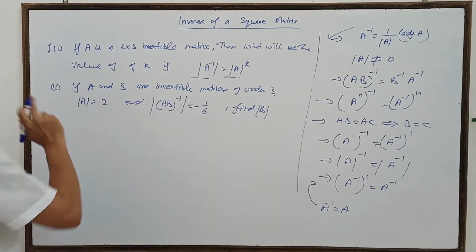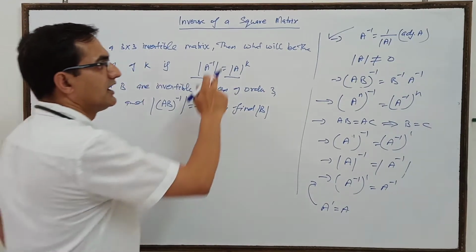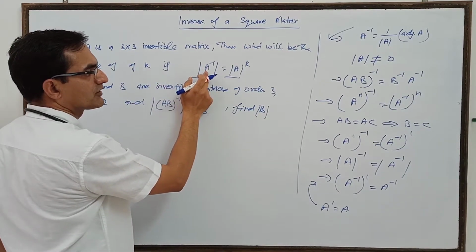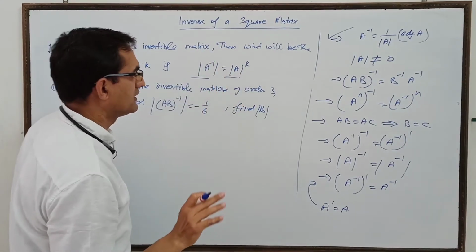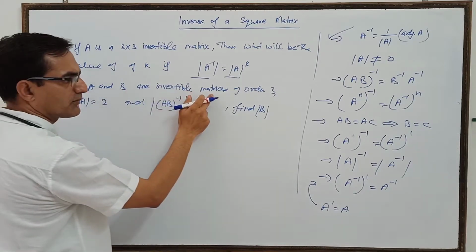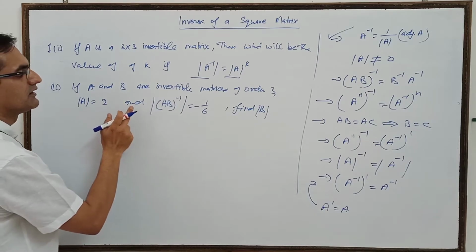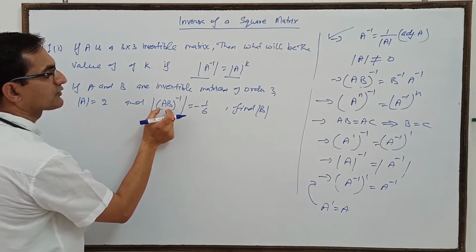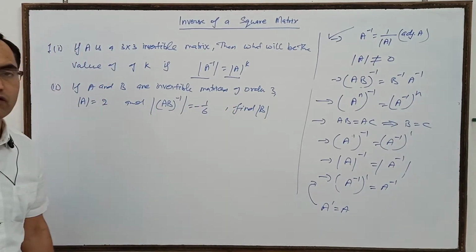Let's see one question. If A is a 3 by 3 invertible matrix, then what will be the value of K if determinant of inverse of A is equal to determinant of A to the power K? And second, if A and B are invertible matrices of order 3 and determinant of A is equal to 2, and it is given that determinant of inverse of AB is equal to minus 1 by 6, you have to find the determinant of B.